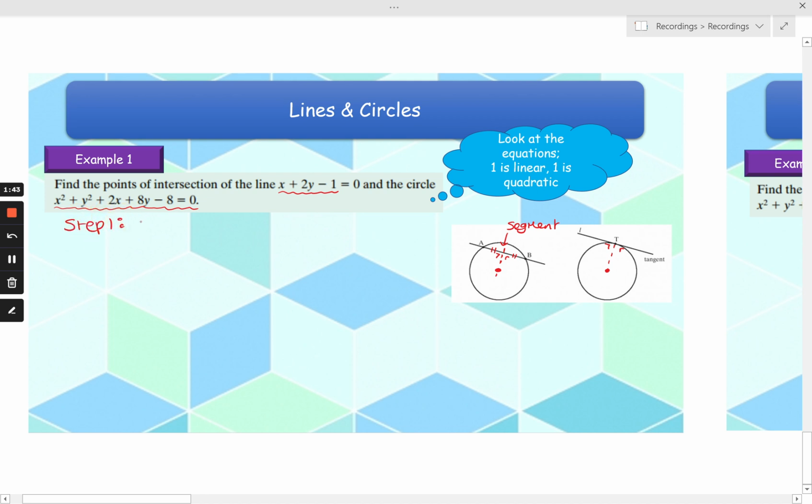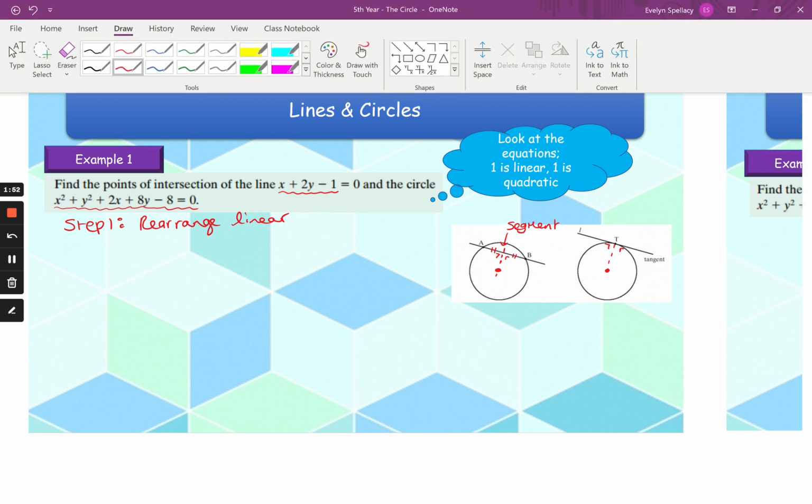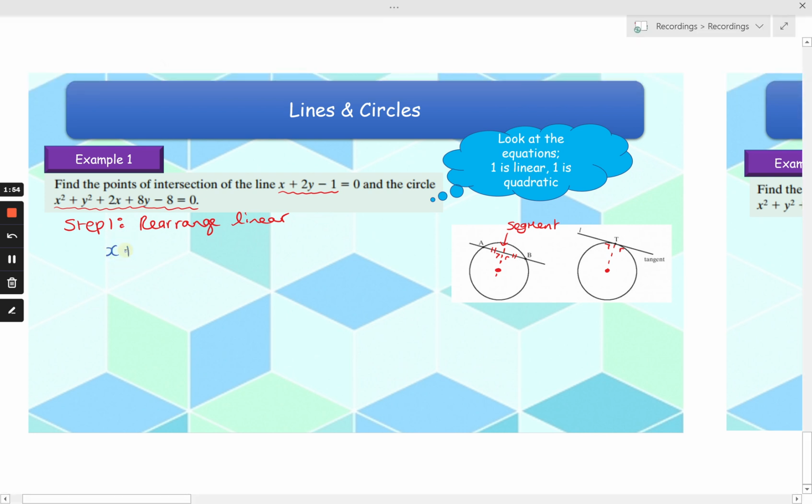So step 1 is we're going to rearrange the linear to isolate one of the variables. So I have x plus 2y minus 1 is equal to 0. Well, the easiest one to get by itself is x. So I'm going to bring everything to the other side. So I have x is equal to minus 2y plus 1.